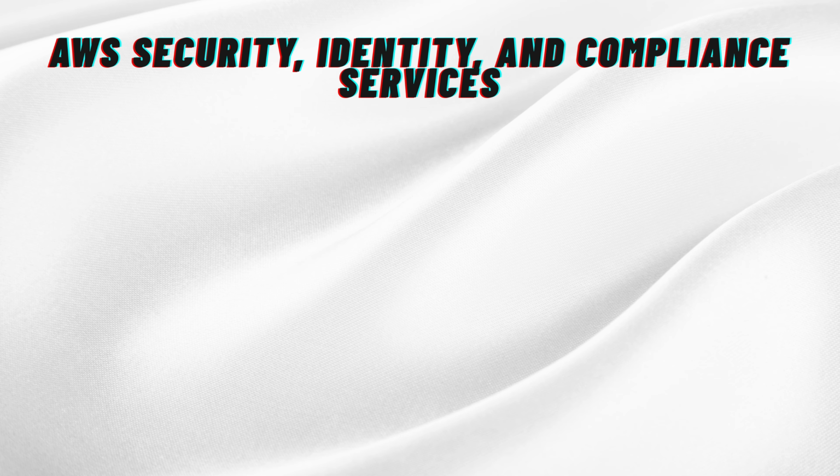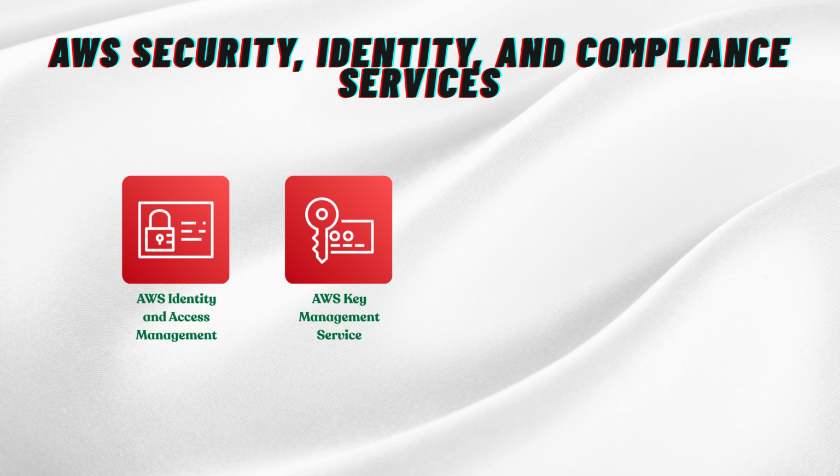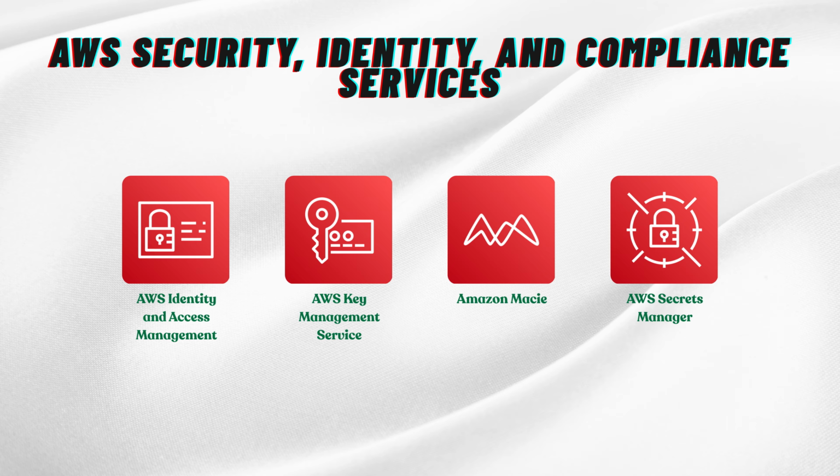Security, identity, and compliance, the gatekeepers that encrypt your data and manage exactly who, or what, is allowed to access your ML resources. These services are AWS IAM, securely manage access to AWS services and resources. AWS KMS, create and manage cryptographic keys to encrypt your data. Amazon Macie, uses ML to discover and protect sensitive data in S3. AWS Secrets Manager, rotate, manage, and retrieve database credentials and API keys.